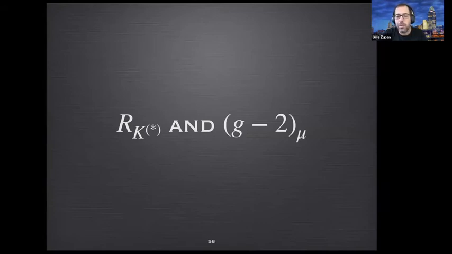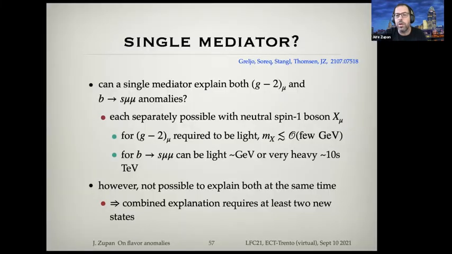Okay. The other option, for instance, was the RK star and g-2 of the muon. So here, I would say an interesting question is, can a single mediator explain both of these anomalies? Each separately, it's possible. So for instance, if you take the neutral spin-1 boson, X mu, the g-2 of the muon we already saw, that we need around 100 MeV, so definitely less than a GeV.